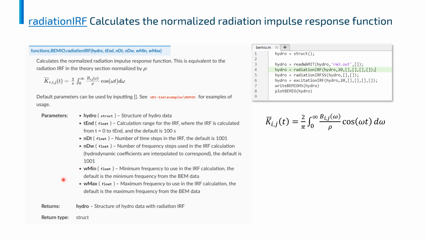You need to define also the minimum frequency to use in the IRF calculation. The default is the minimum frequency from the BEM data, and you need also to define the maximum frequency to use in the calculation, and the default value is the maximum frequency from the BEM data.